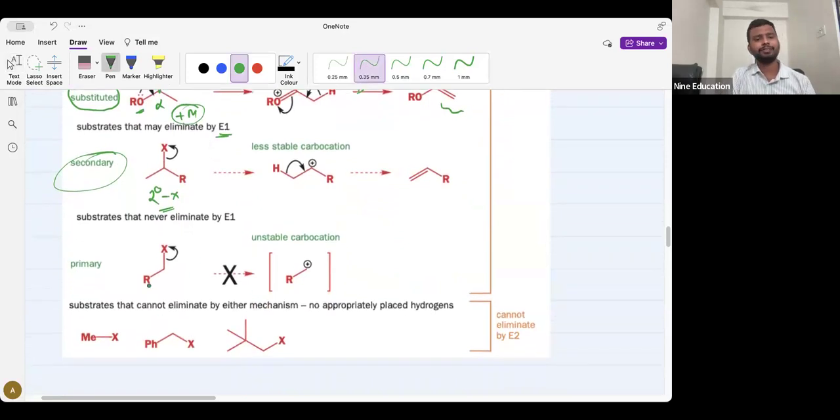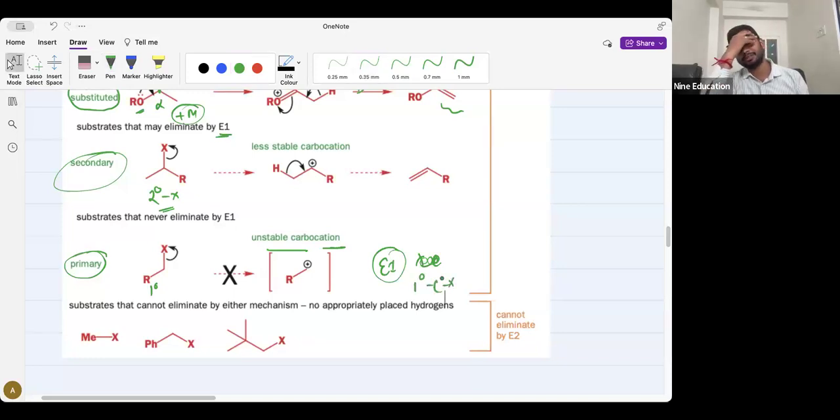Done. Last one, see, if I have a simple primary 1 degree alkyl halide. So a primary alkyl halide will never make a stable carbocation, therefore never do E1 elimination in primary alkyl halide. If you have a 1 degree C-X, never do E1 elimination, because there is no stable carbocation. There is an unstable carbocation. So we can't make a carbocation here and we can't do E1 elimination in primary substrates, primary alkyl.